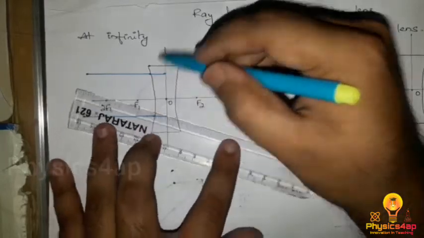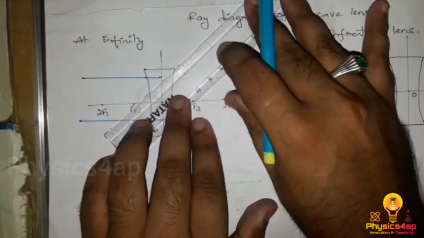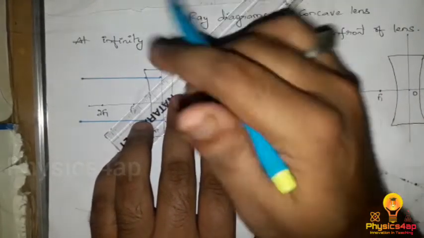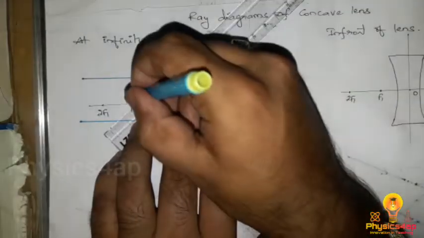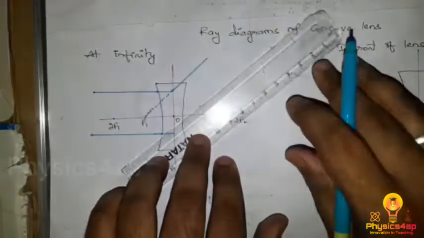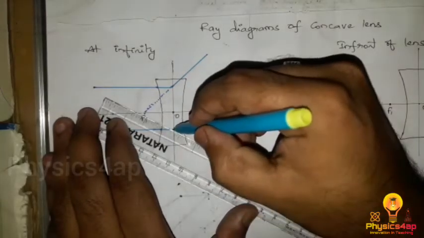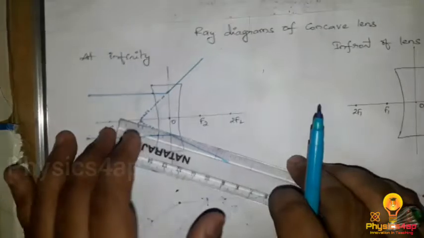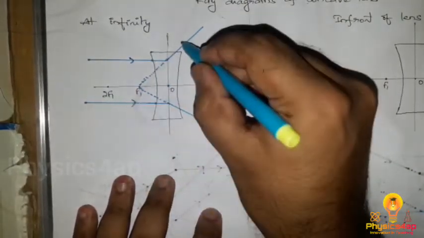As the concave lens is a diverging lens, the rays get diverged. That diverging ray should appear to come from the focus. So it passes like this, and here we have the dotted ray, which means it appears to be coming from the focus. Similarly here, it passes like this and appears to be coming from the focus. So these are the two rays.